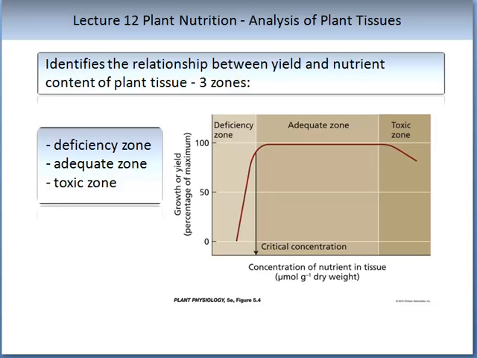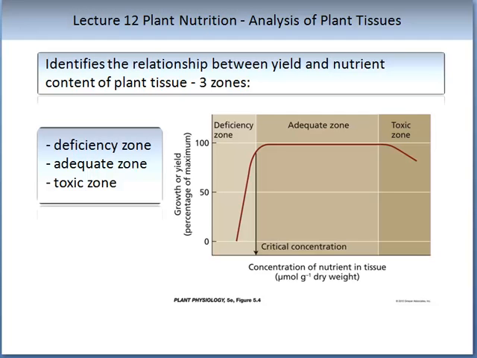The second zone is called the adequate zone, and this is where plants are able to grow to adequate from a yield perspective. The third zone is a toxic zone, and this is where too many nutrients have caused deleterious effects to the growth and the yield.